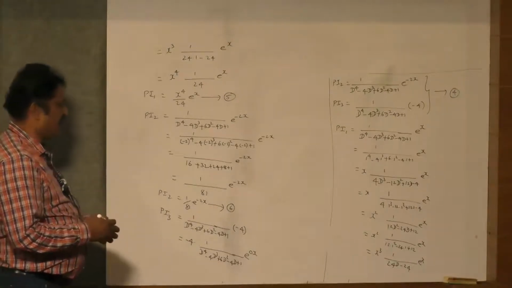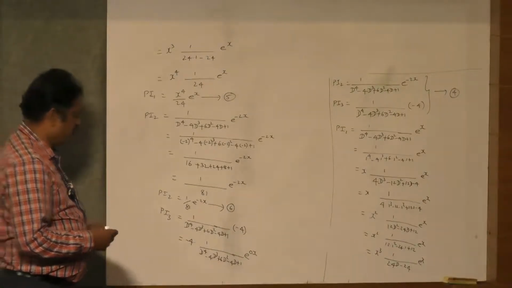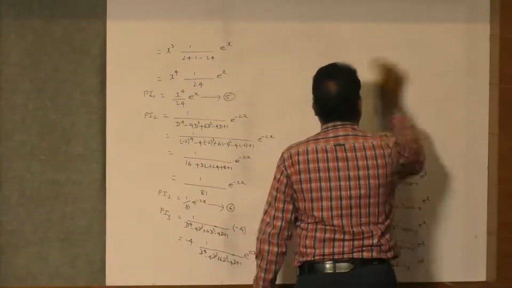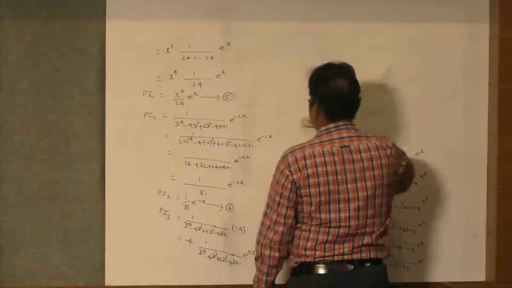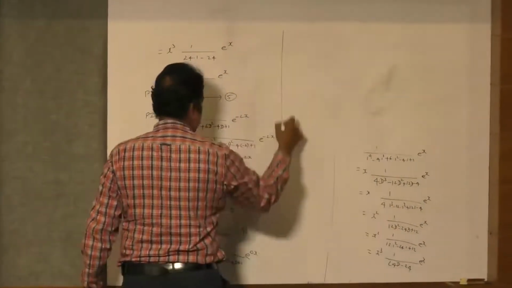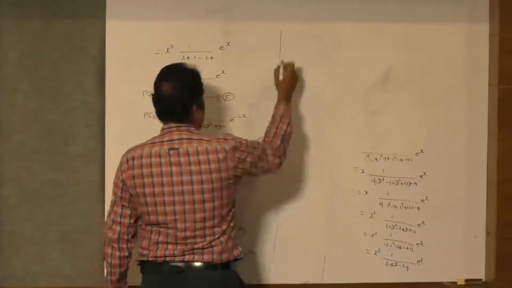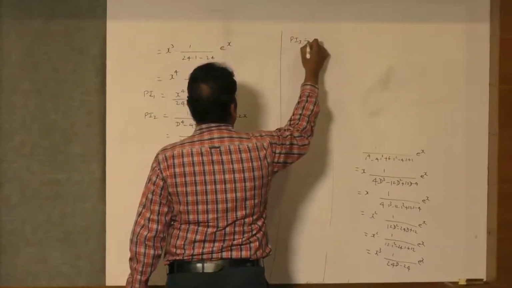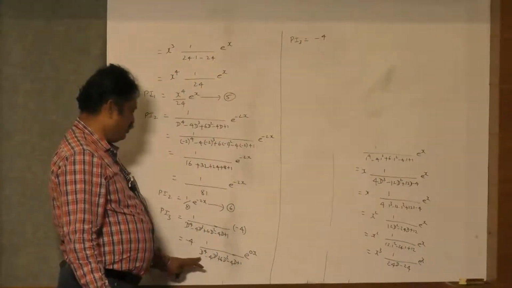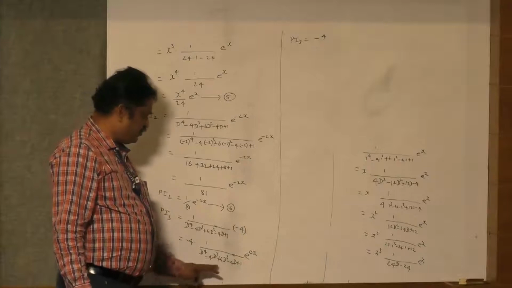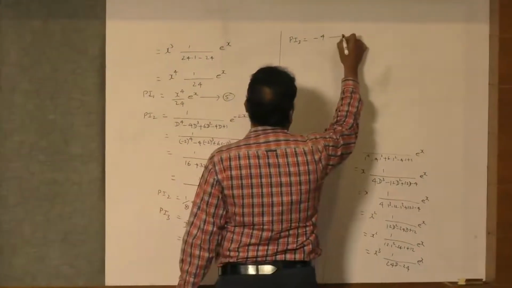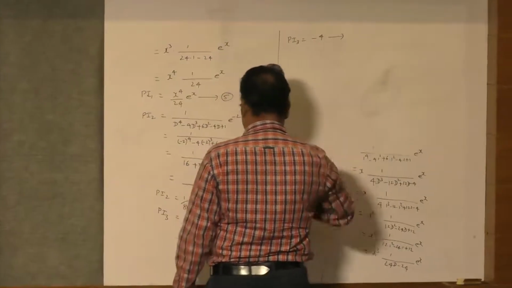In this case the coefficient of x is 0. So if you put d is equal to 0, we get pi3 is equal to minus 4. If you put d is equal to 0, everything is 0 except the last one, which is 1. So we get minus 4. pi3 is minus 4. That is equation number 4, 5, 6, 7.